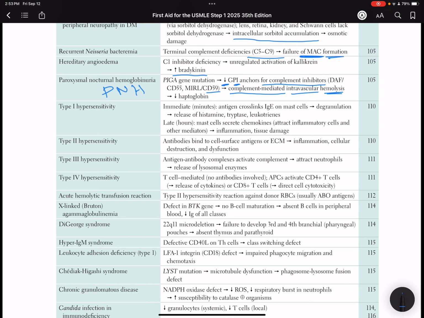This causes decrease in haptoglobin. Whenever there is hemolysis, you see a decrease in haptoglobin.